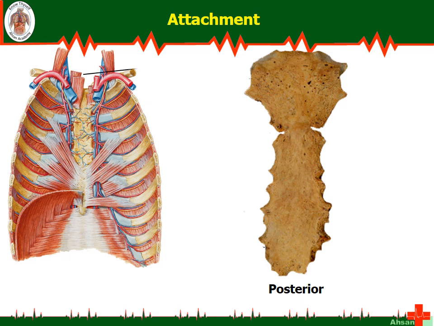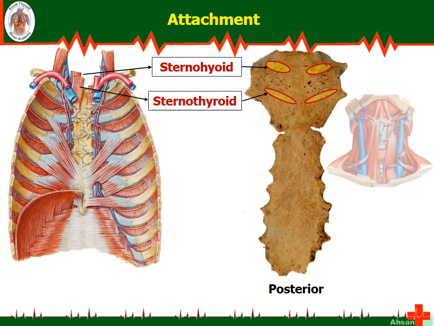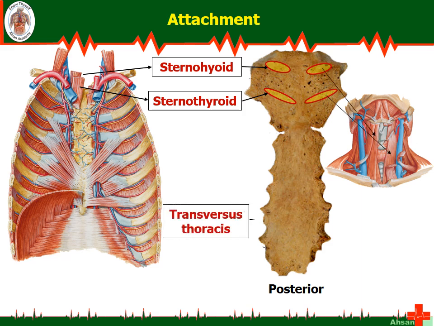On the posterior surface, there are several muscular attachments. This is a small, rounded area. This is the sternohyoid and the lower part sternothyroid muscle. You can see this sternohyoid and sternothyroid muscle in the right figure. The lower part, the body on either side, gives area for the attachment of the transversus thoracis.